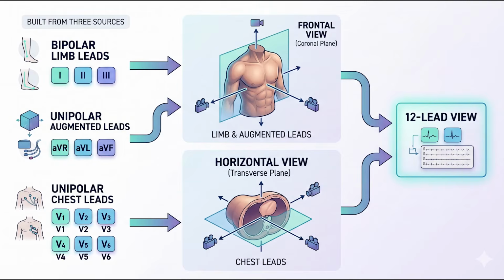To recap, our 12-lead view is built from 3 sources: the bipolar limb leads 1, 2, 3, the unipolar augmented leads, AVR, AVL, AVF, and the unipolar chest leads V1 through V6. The limb and augmented leads provide the frontal view, while the chest leads provide the horizontal view.